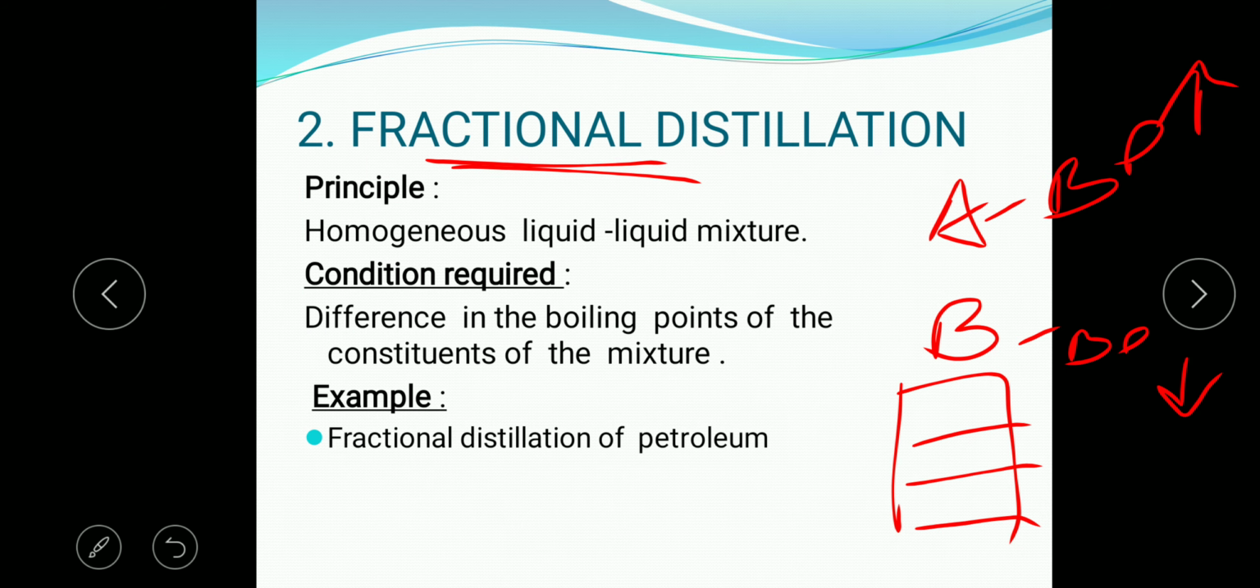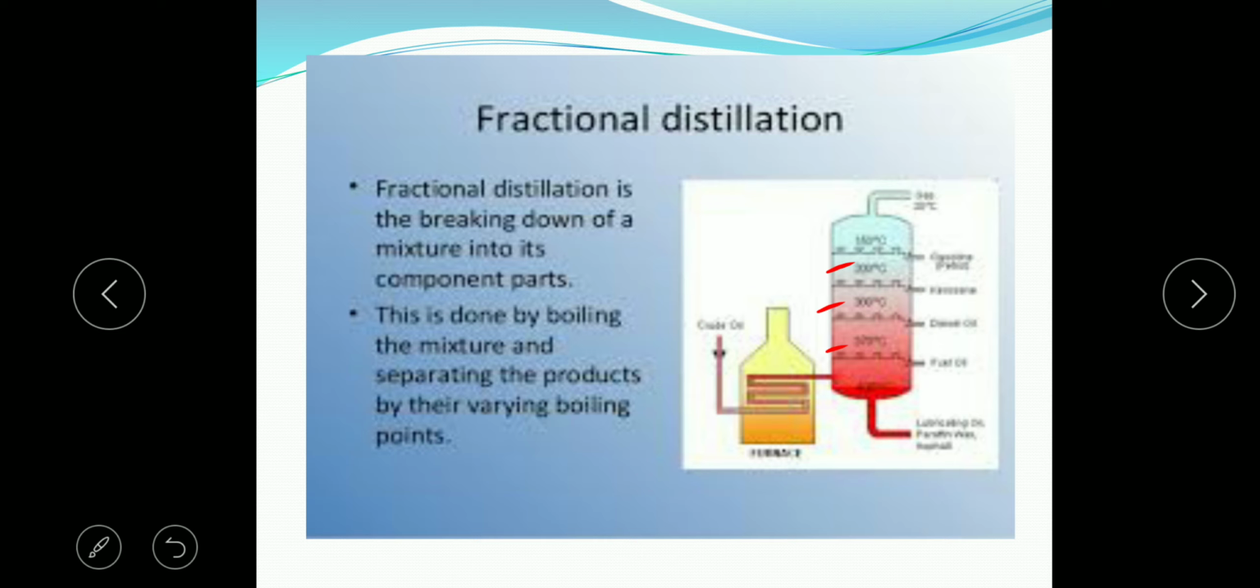In this diagram it is shown the fractional distillation of crude oil, and when the fractional distillation of the crude oil is done, the different constituents of the mixture like diesel, petroleum, kerosene and other constituents will be obtained.